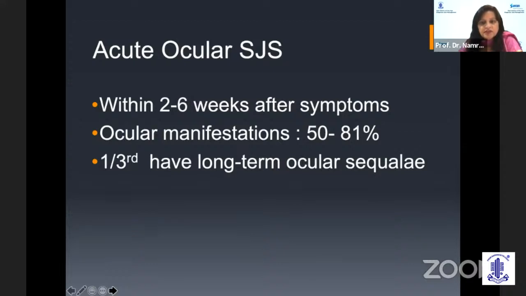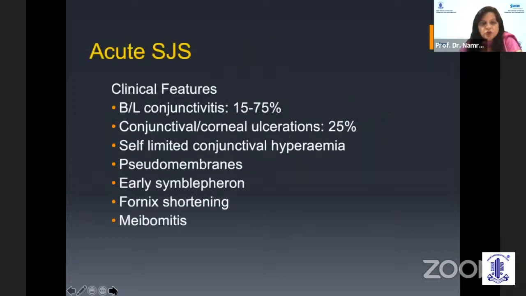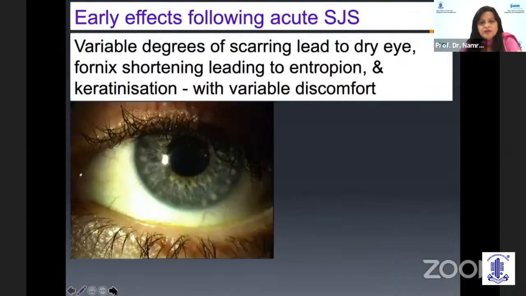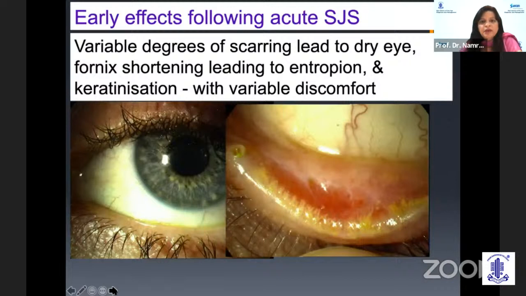The ocular manifestations are seen in 50 to 80% of the cases, and 1/3 would have long-term sequelae. So patients may have bilateral conjunctivitis with conjunctival and corneal ulcerations, hyperemia, pseudomembranes, early symblepharon, fornix shortening, and meibomitis. And this is a very important paper on the natural history of SJS published by Dr. John Dart's group. And just to summarize, these are the manifestations. There will be variable degree of scarring, which will lead to dry eye. And if you have a picture like this, you'll probably just label it as dry eye and not as acute SJS.